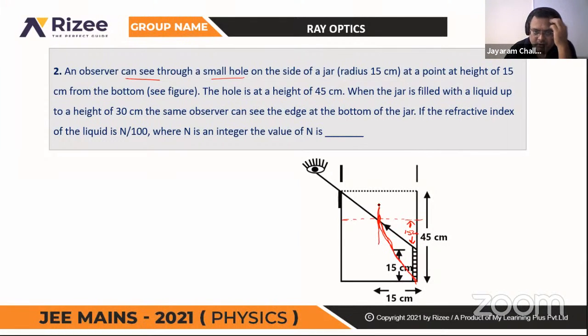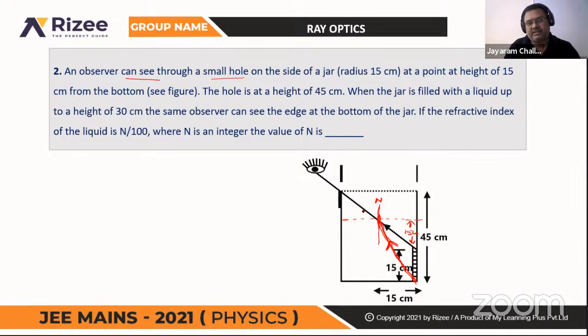So this should be your normal drawn. Okay, so this is your light conditions. You can able to see this particular thing. Okay, so this is your light drawn. This is your normal to the surface. Refractive index of the liquid is going to be something n by 100. He is asking what is the value of your n.